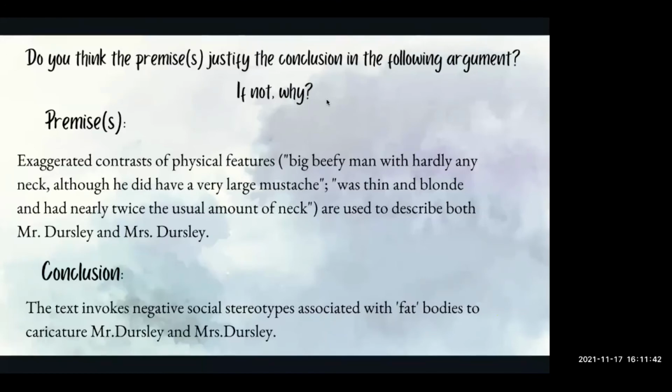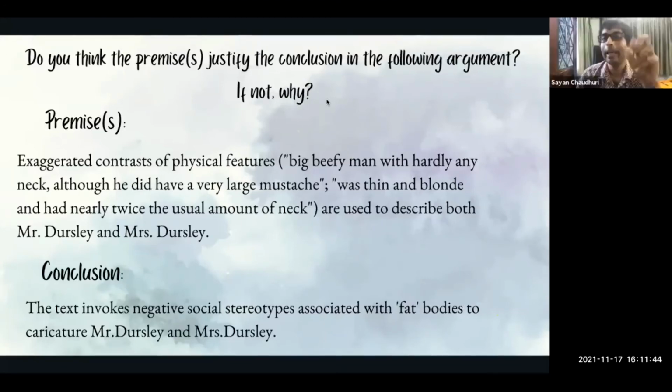Now, if you think that these are negative stereotypes, right? If you think that the author is living in a society where all of us associate a big beefy man with hardly any neck to be somehow negative, then it is a negative description. But just from the text, we don't know, right, adequately. Anything else? Is that it?